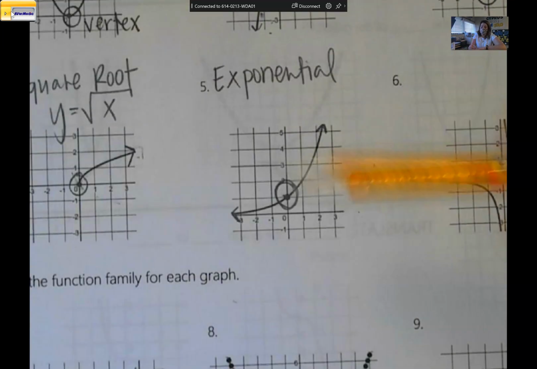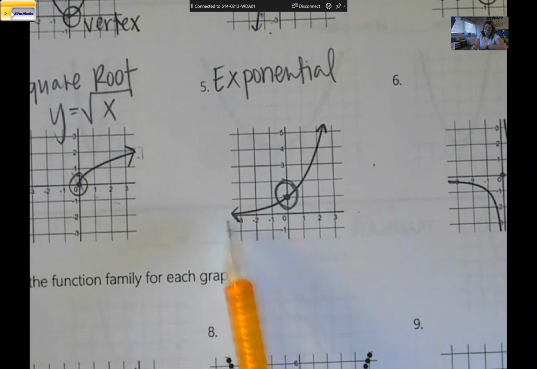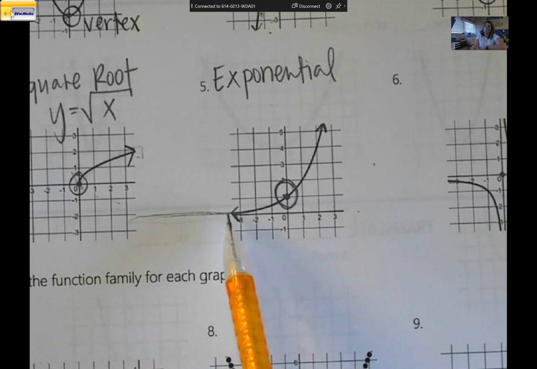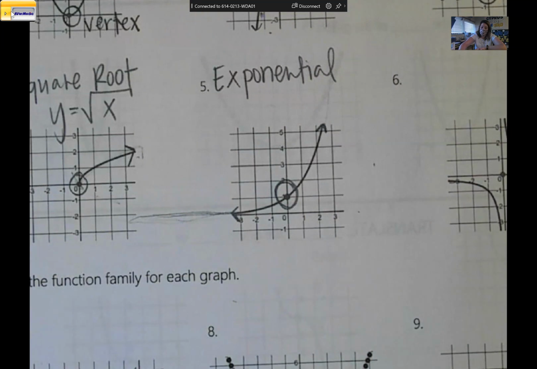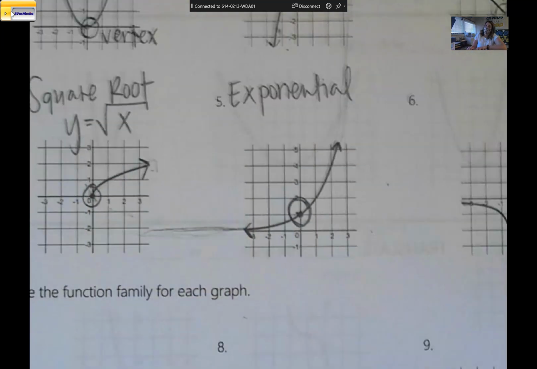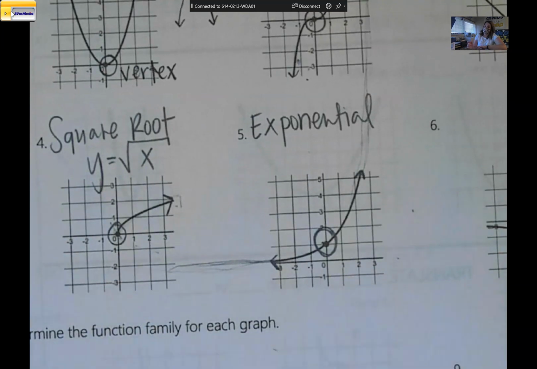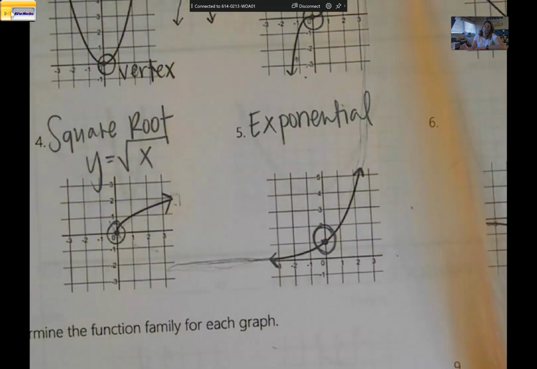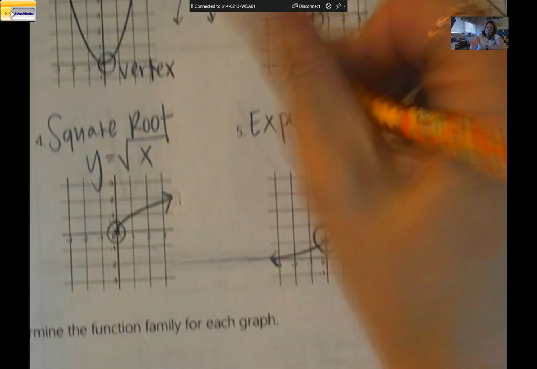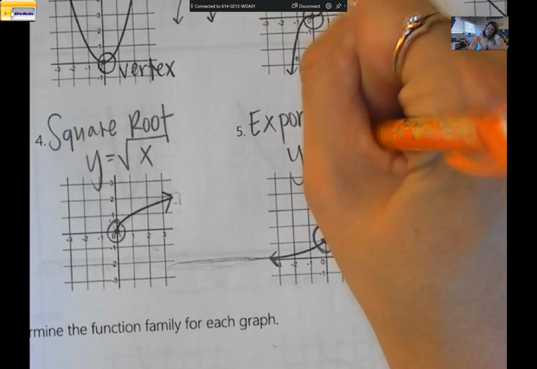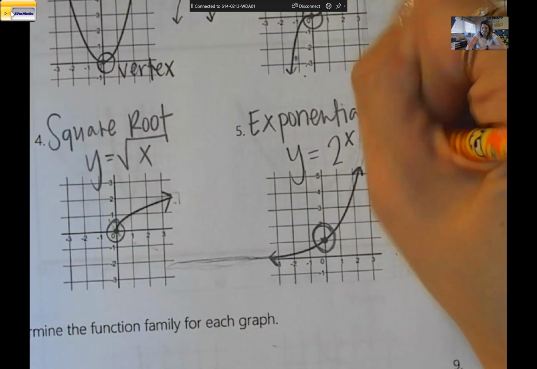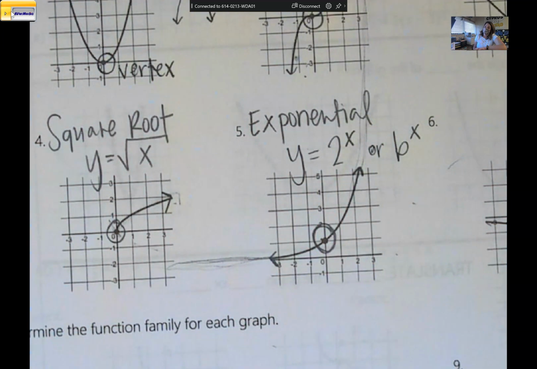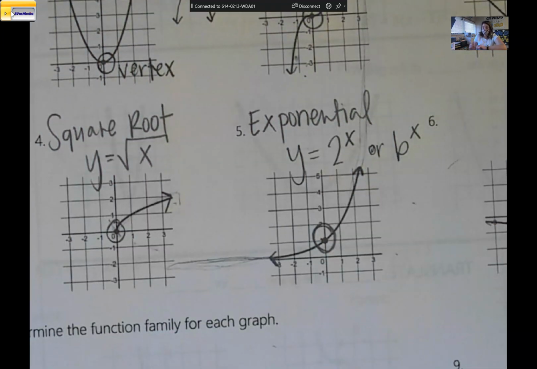His defining characteristic is that he has one really flat side. If I continued this part of the graph on, it's very close to the x-axis. And then he has a side that shoots up so that it's vertical. So the defining characteristic on an exponential one is that it's flat and then shoots up to almost vertical. He is y equals 2 to the x. Sometimes you might see it written as b to the x, or b for base.